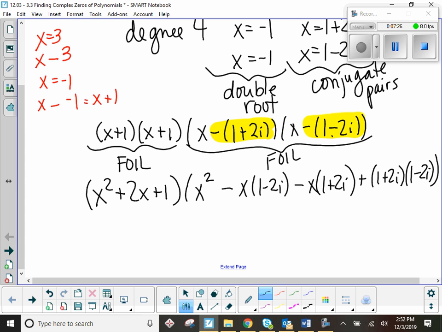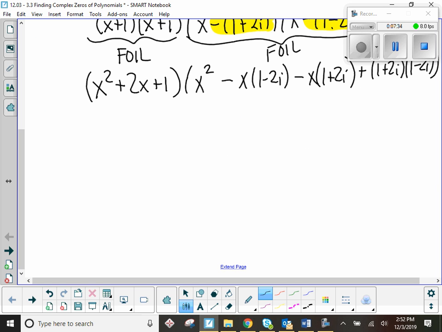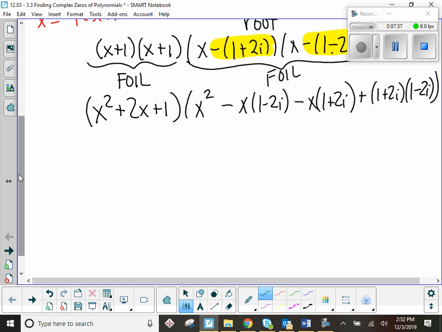Haven't really done any math yet, just set it up, but you survived, right? That was just FOIL. You know how to do FOIL. So now we need to think about some ways. This we're just leaving on ice for a second. This x squared plus 2x plus 1, we're not thinking about that. We need to think about some ways to simplify this stuff.